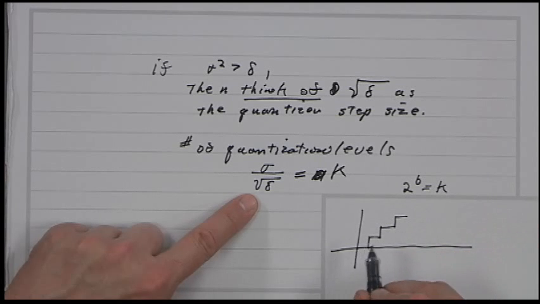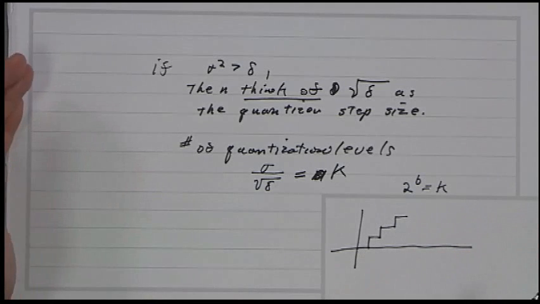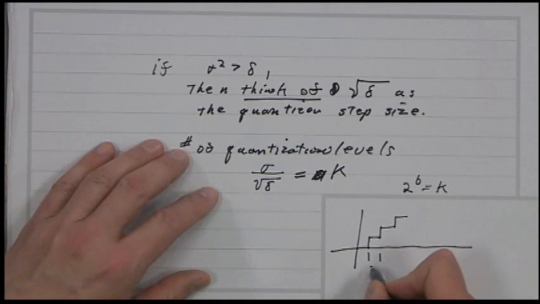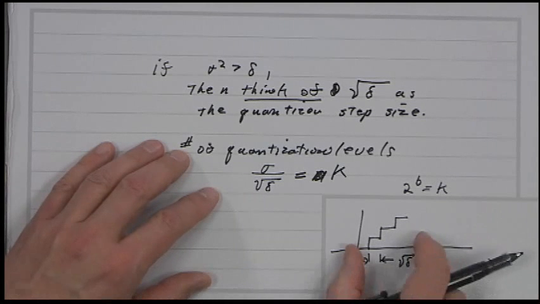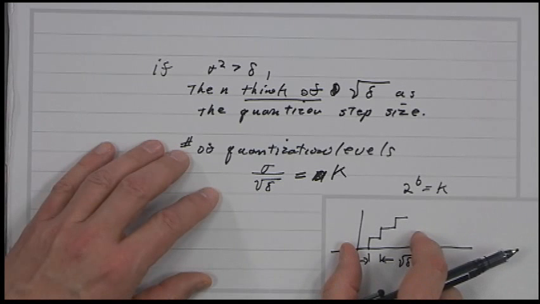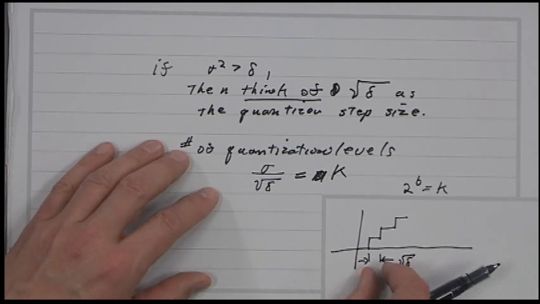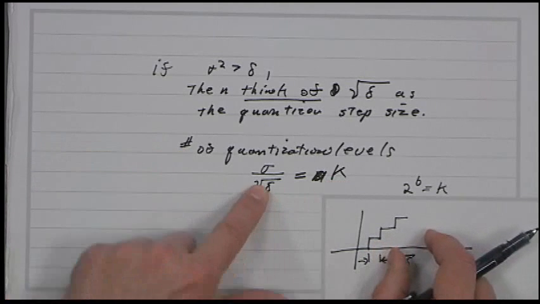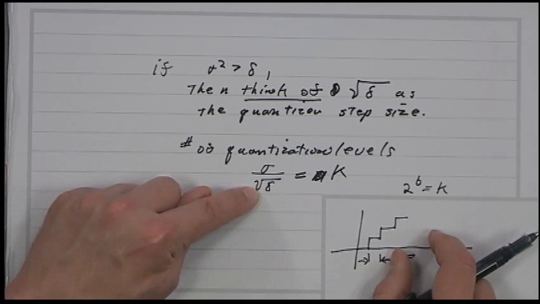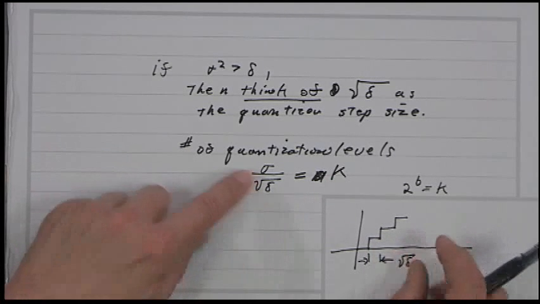Everybody knows what quantization is, right? The steps are of size the square root of delta. If you have a standard deviation of sigma in the signal, and you're using quantization step sizes of square root of delta, how many of these steps do you need? You need k of them, where k is sigma over square root of delta. Is that clear now?